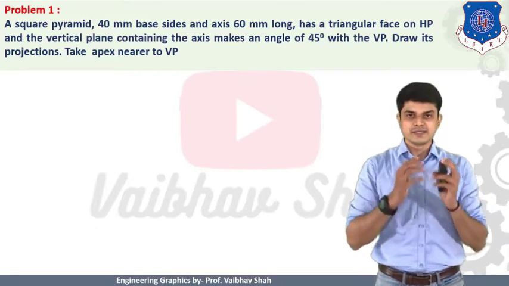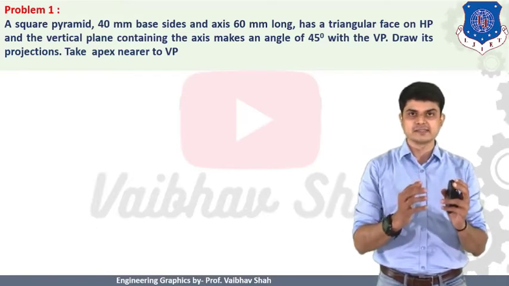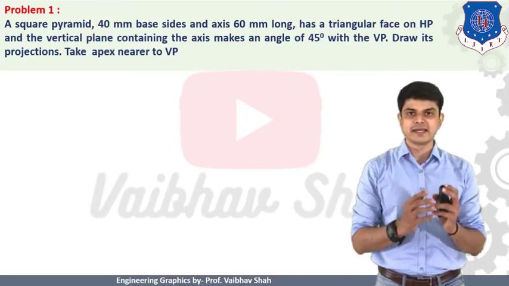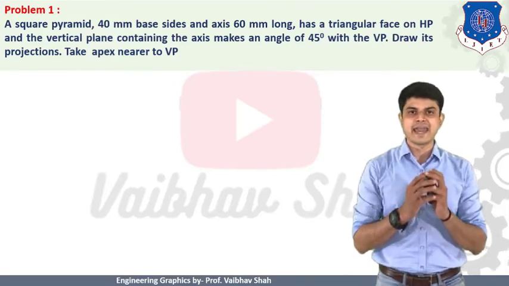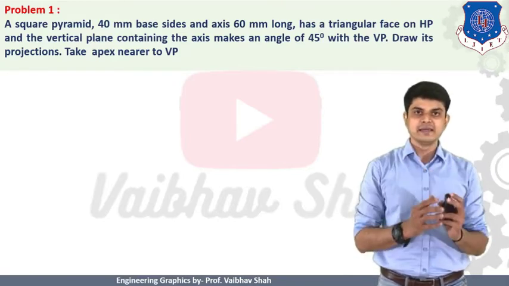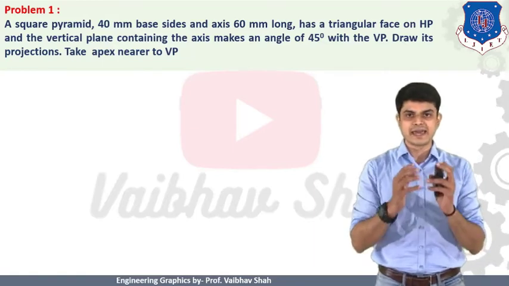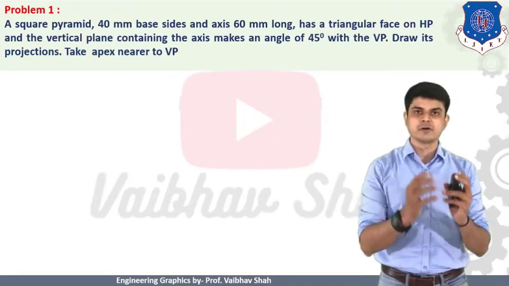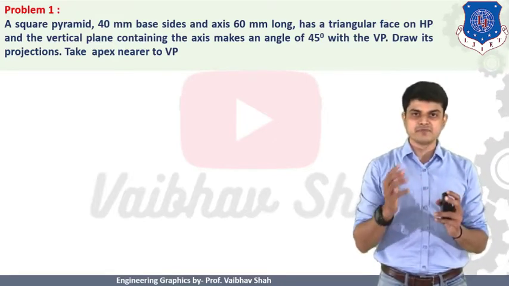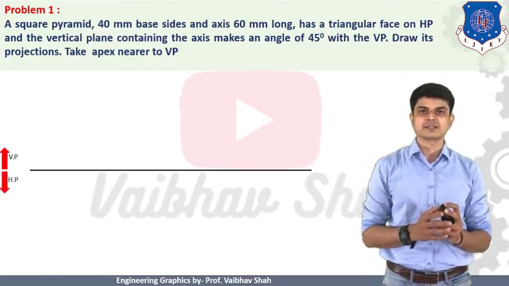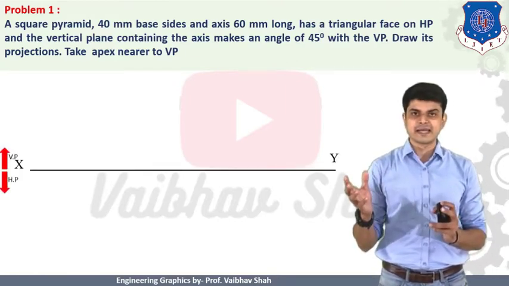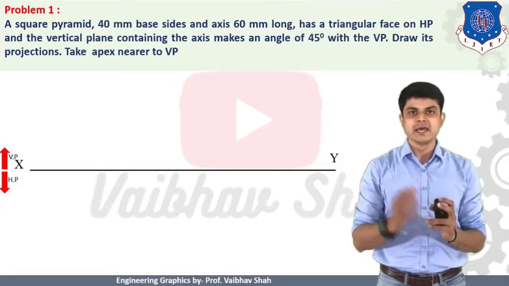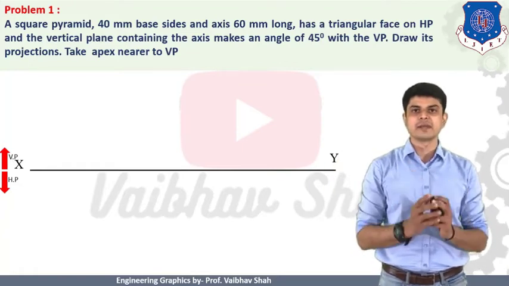Thereafter it is said that a triangular face is on HP. So we should construct the pyramid in such a way that its triangular face lies on HP, or you can say on the XY line. And thereafter we have one condition, a certain angle with respect to VP is given. Now let us first begin with the construction of the square pyramid. First we will construct our XY line. This is your XY line, and the portion above the XY line is known as the vertical plane or VP, and the portion below the XY line is known as HP.